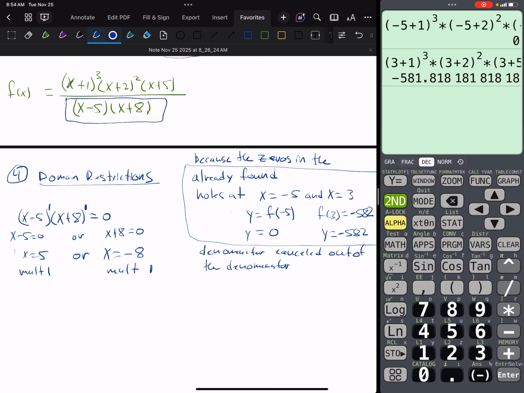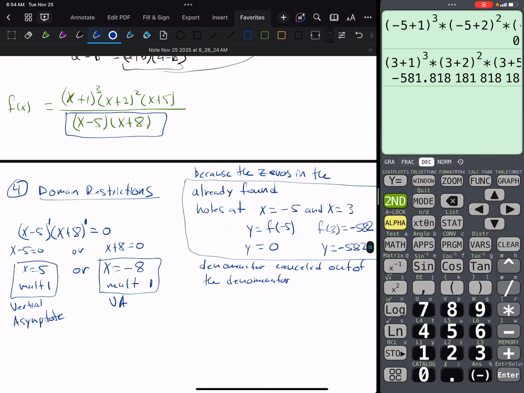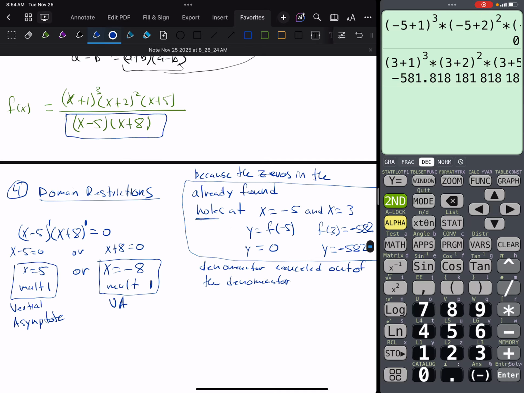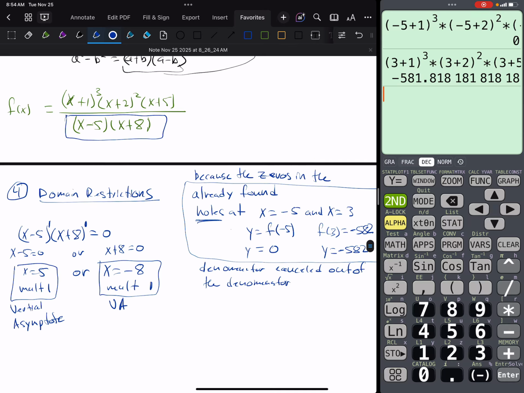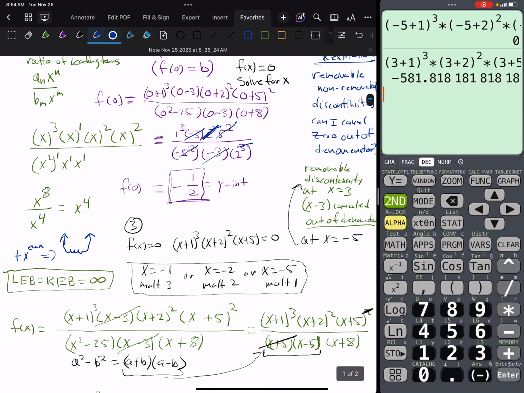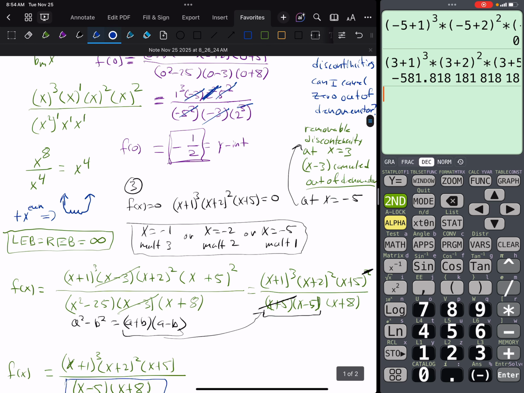Okay. And so now we have all the information that we need, because these are my vertical asymptotes, right? I should write it out. Vertical asymptote. I like to shorthand that VA. So I've got 2 vertical asymptotes, and then I have holes at those 2 points, and those are my discontinuities. The rest of this gives me end behavior, y-intercepts, and x-intercepts.